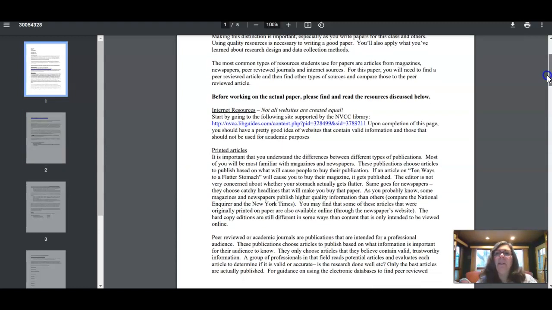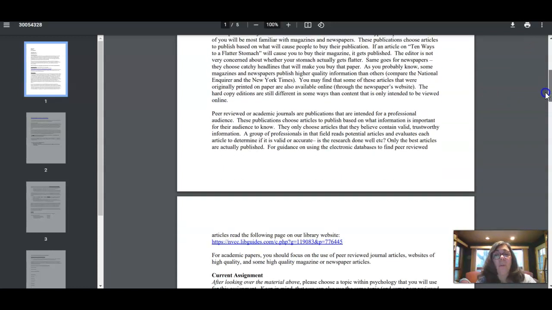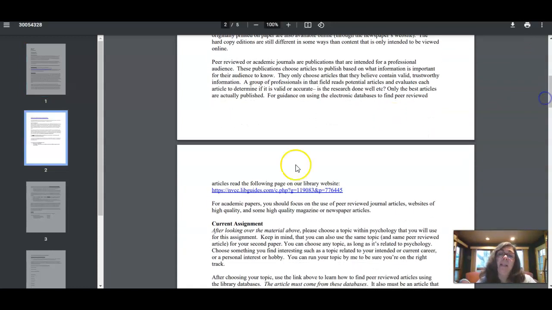There are a couple of links here that you're going to need to look at. This first link is on, again, that LibGuide that I referenced in the syllabus, that helps you understand how to evaluate websites so you can decide whether websites have good validity or are trustworthy or not. And then the second link shows you how to use the library's electronic databases to find peer-reviewed articles. I'm going to require you to use our databases.